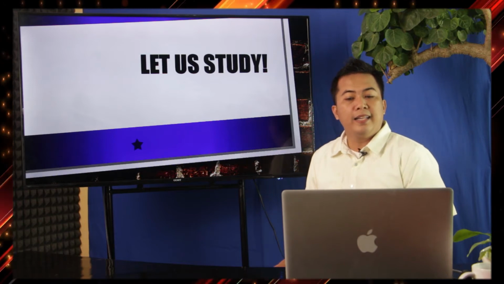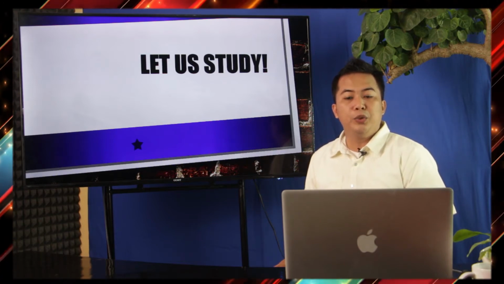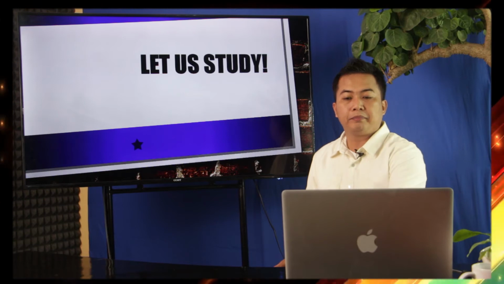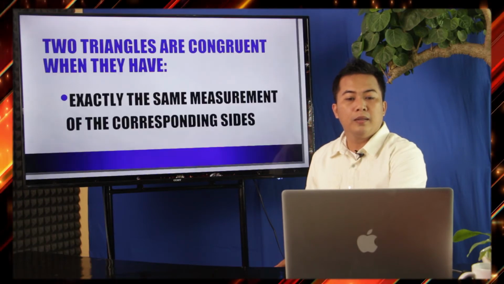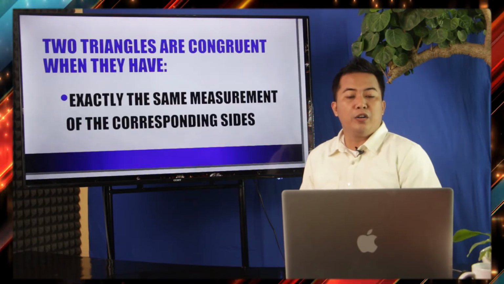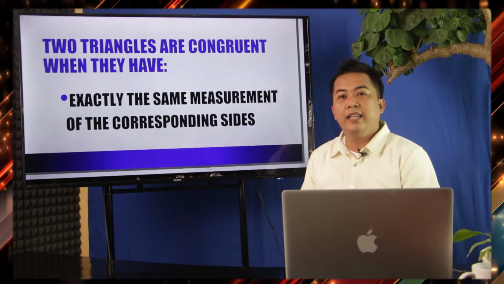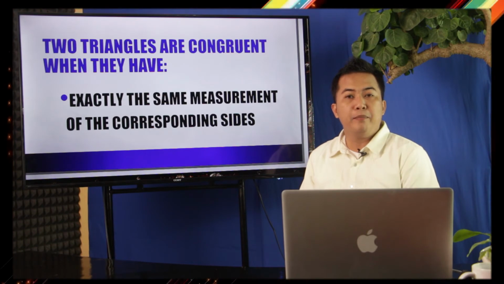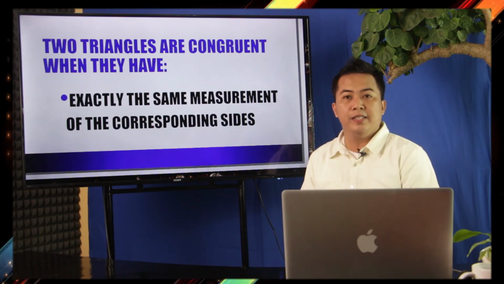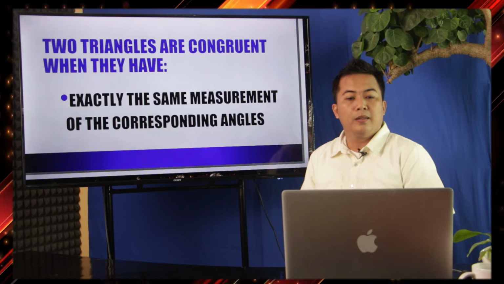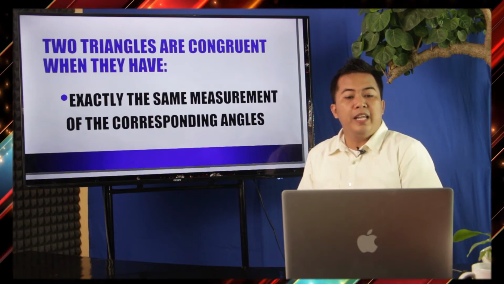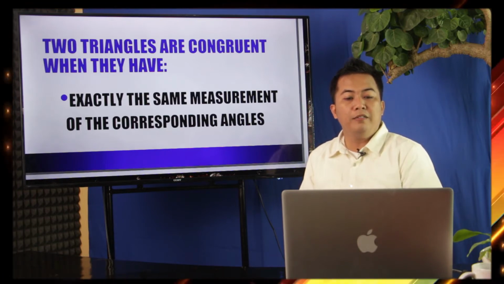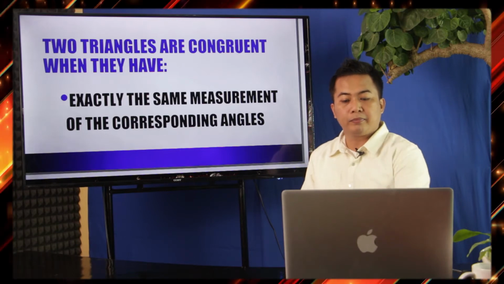Now, let us study on how to determine if the 2 triangles are congruent. 2 triangles are congruent when they have, 1, exactly the same measurement as the corresponding sides. Second, exactly the same measurement of the corresponding angles.